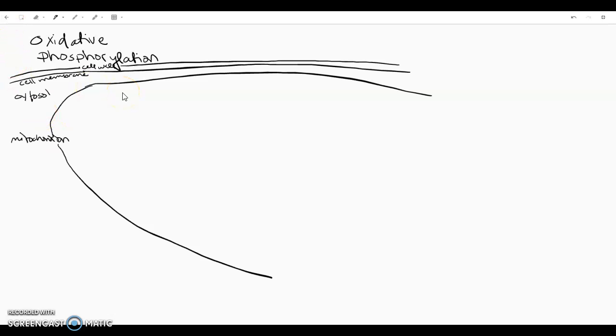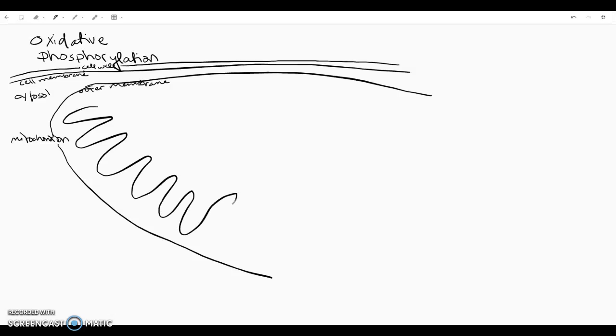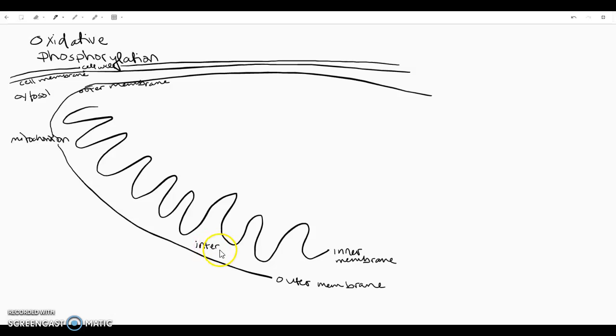With the mitochondrion, we have that outer membrane, and then we have an inner membrane that is highly folded to aid in all of these reactions that are taking place. Between the two membranes, we have that intermembrane space. And then on this side, I'm going to exaggerate that inner membrane fold, the cristae.